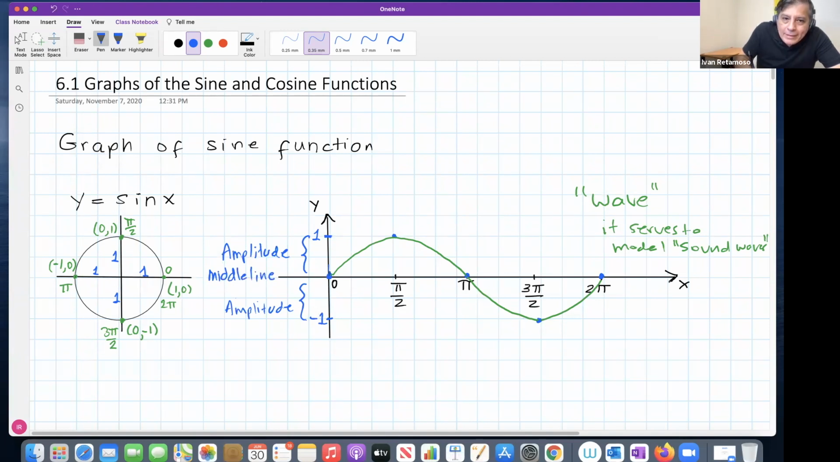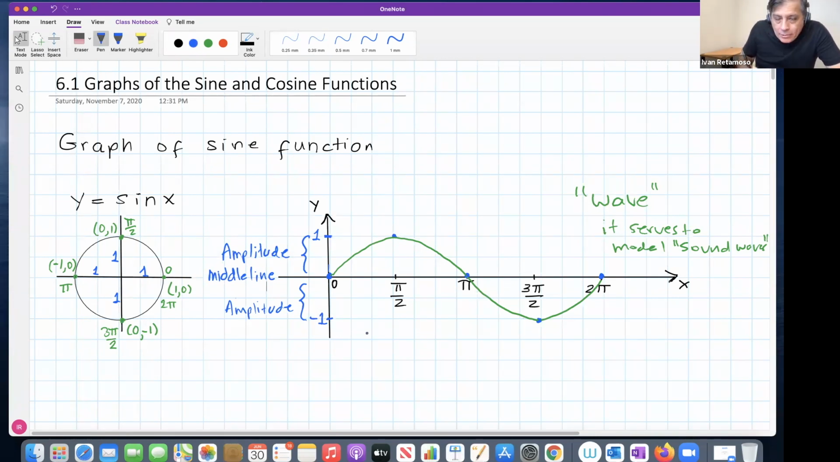From the middle line, how high can you go? 1 unit, right? Up. From the middle line, how low can you go? 1, 2, right? So this is what mathematicians call the amplitude of the graph of y equals sine of x.